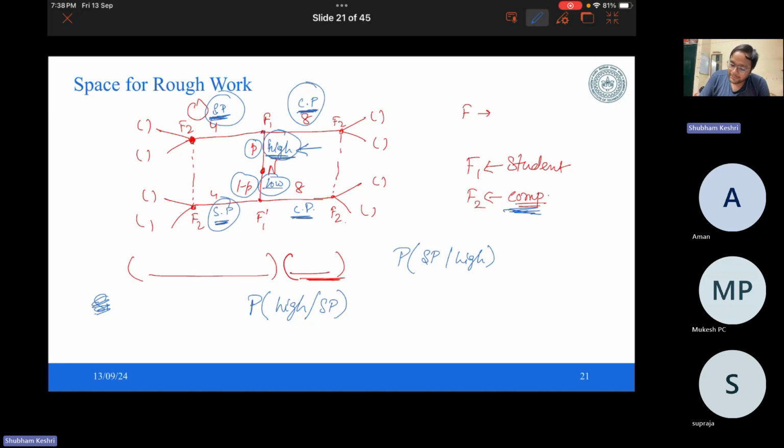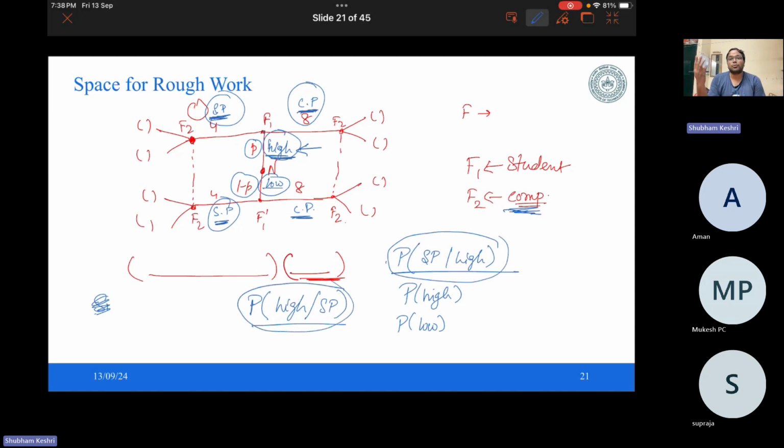We only know the probability he's a high caliber student and the probability he's a low caliber student. These other kinds of probabilities we don't know. What is the probability he's a high caliber student given he is a school pass out? What is the probability he's a school pass out given he is a high caliber student? These are known as beliefs. What do you believe? Someone comes to you with a school pass out certificate. What is your belief that he's a high caliber student? That is the main idea of this kind of problem. And what will be your strategy in such cases?